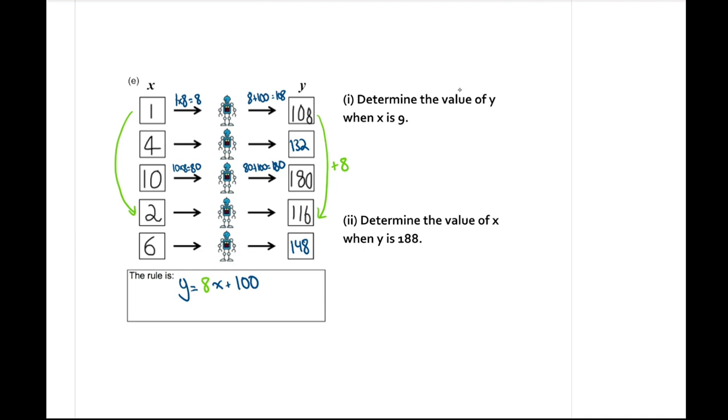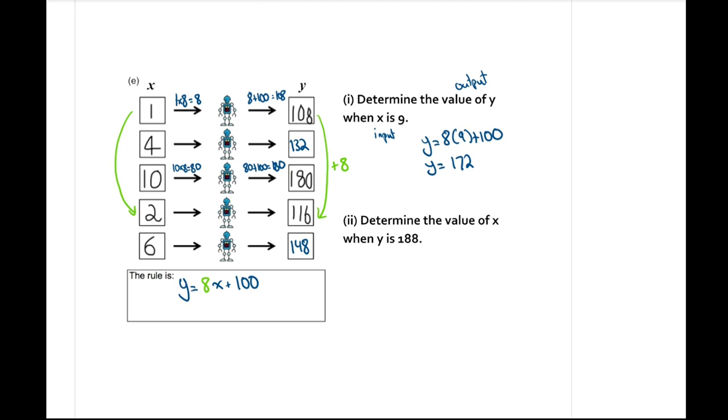Determine the value of y, or the output, we could say, if you're comfortable using that, when the input is 9. So y equals 8 times 9 plus 100. Or again, you could just do 8 times 9 plus the 100. Don't worry too much about the equations right now. And you should get 172 is your y value, or your output.